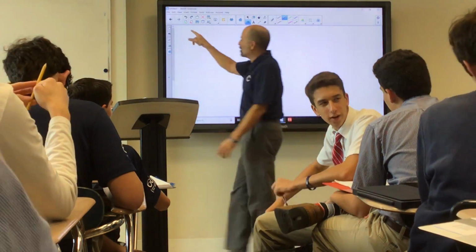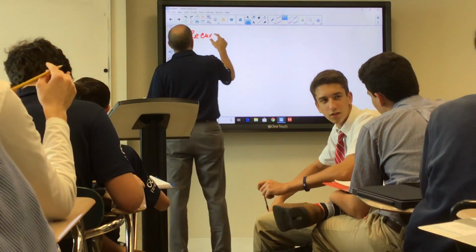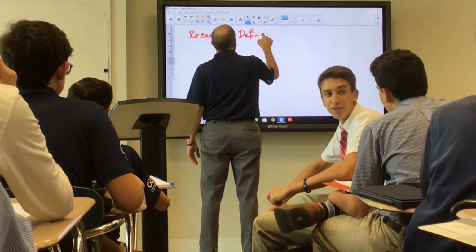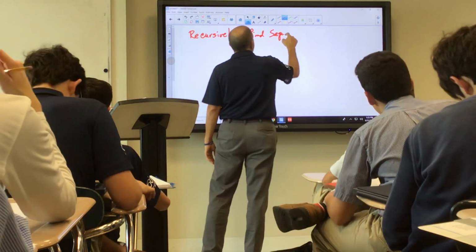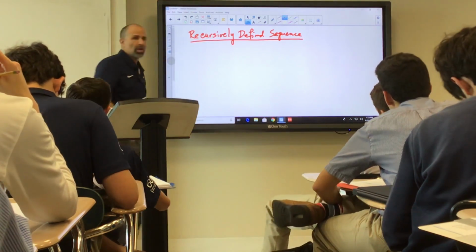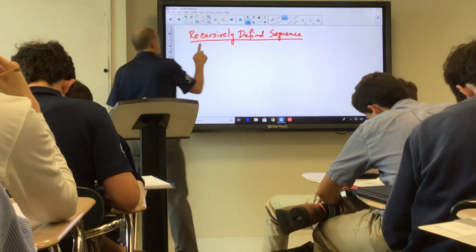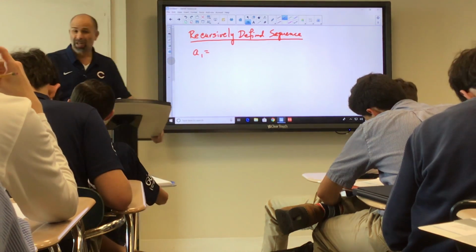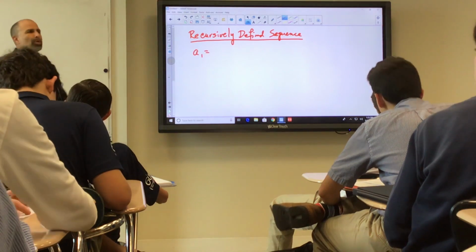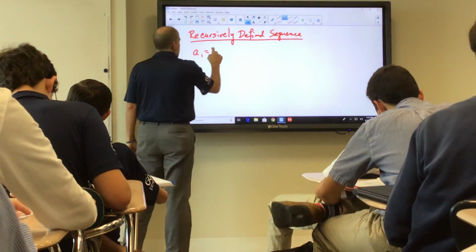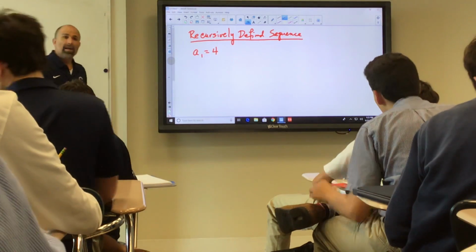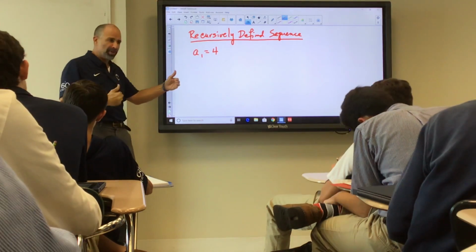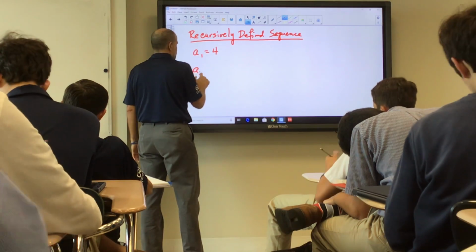Now, the recursively defined ones, those are the ones that in order to find the terms of the sequence, you need to know the previous terms. First thing, they have to give you at least the first term. Sometimes they give you the first, sometimes the first 2 or 3. I'm going to start with just one term. Now what they're going to do after that is give you a formula to show how each term is related to a previous term.